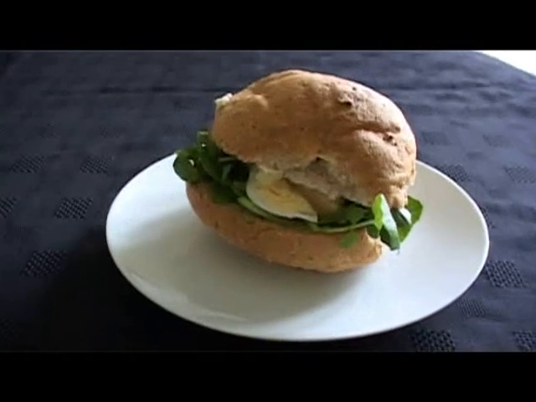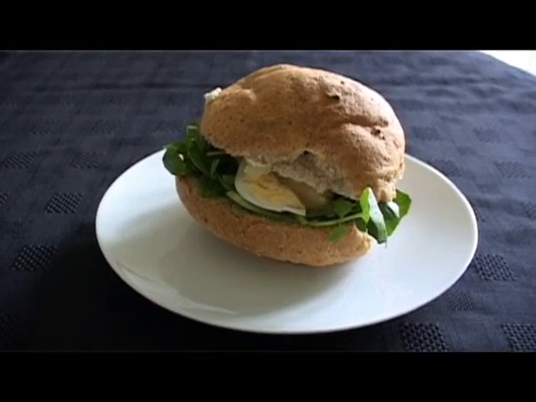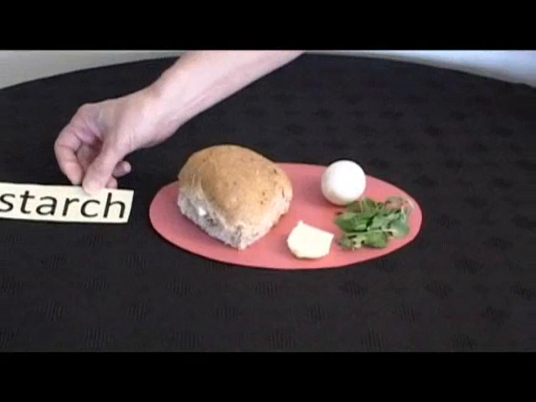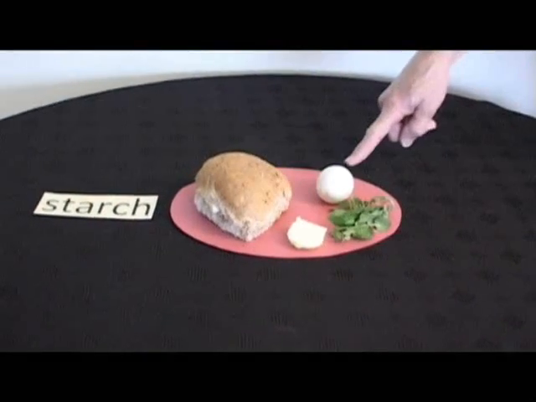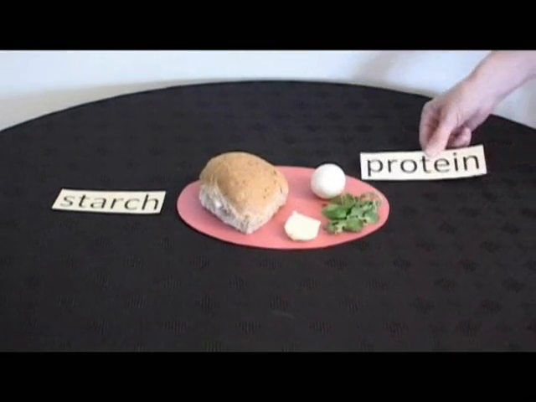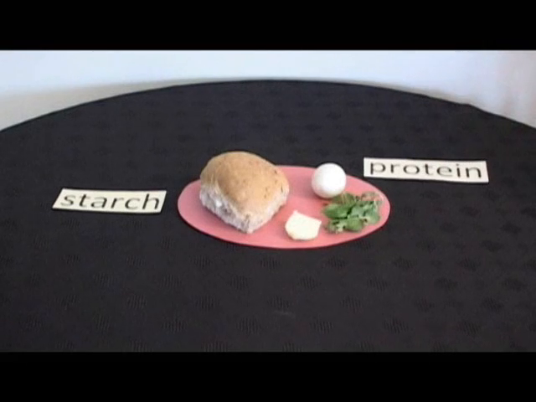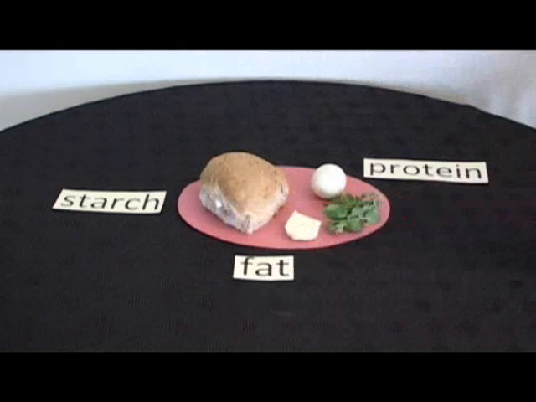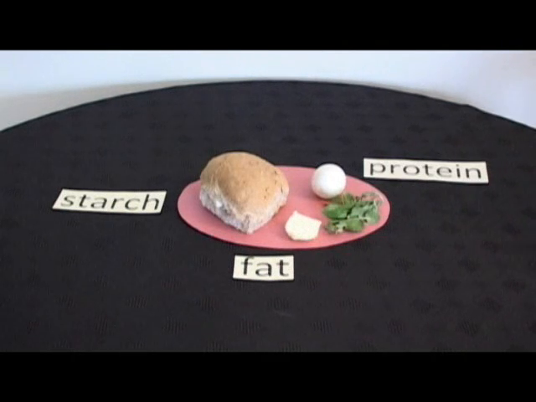An egg roll is a healthy, balanced lunch. The bread is starch, a carbohydrate for energy. The egg is protein for growth and repair. The fat is a source of energy and for insulation. And fibre.